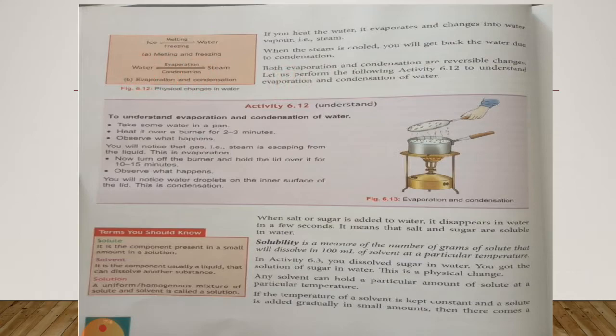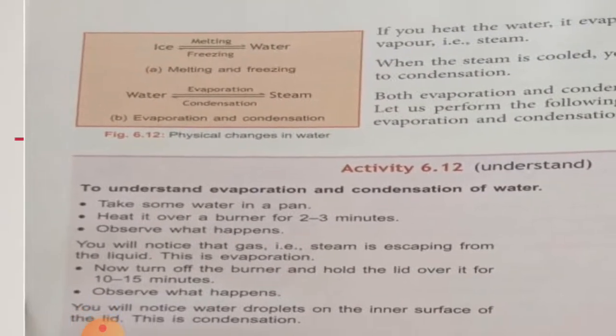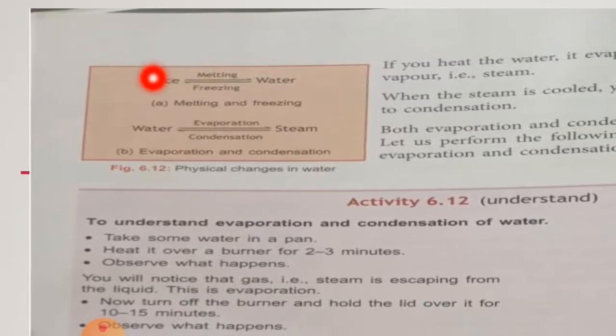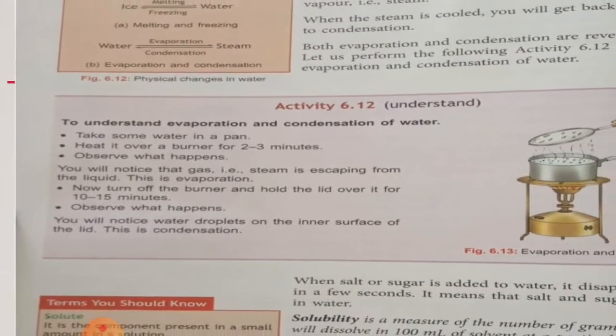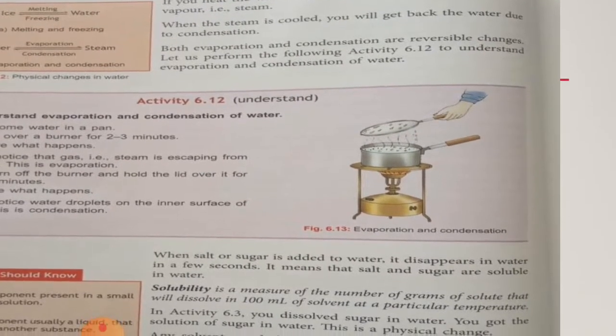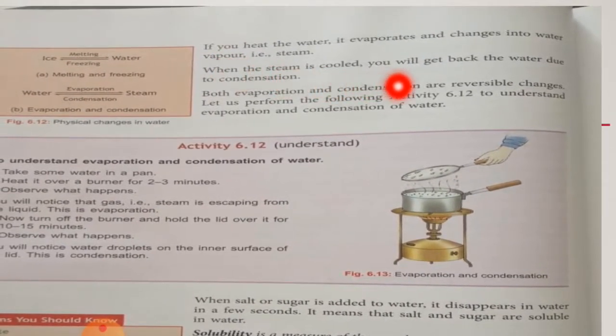Here you can see in figure 6.12, ice on melting changes into water and water on freezing changes into ice. Melting and freezing. Now the B, water on evaporation changes into steam and steam on condensation changes into water. Now activity. Both evaporation and condensation are reversible changes.